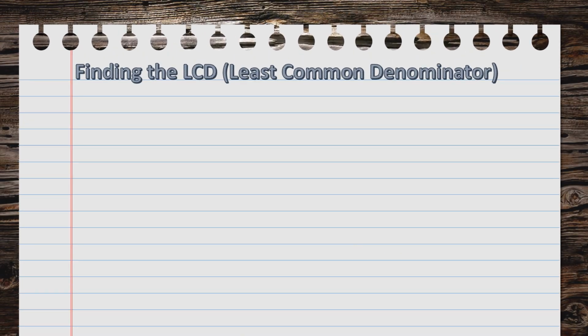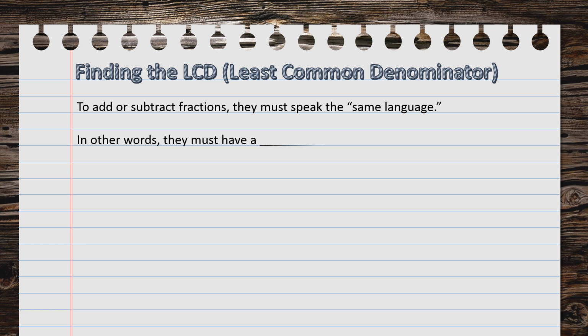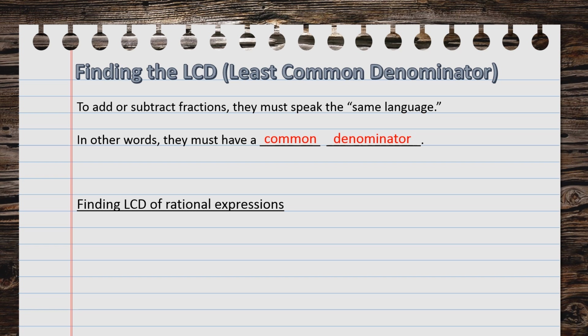Finding the LCD, the least common denominator. To add or subtract fractions, they must speak the same language. In other words, they must have what? A common denominator. To help you find the LCD of a rational expression, we're going to follow a few steps.